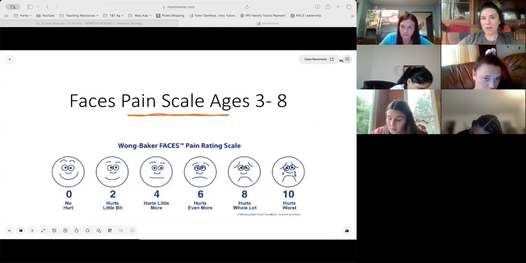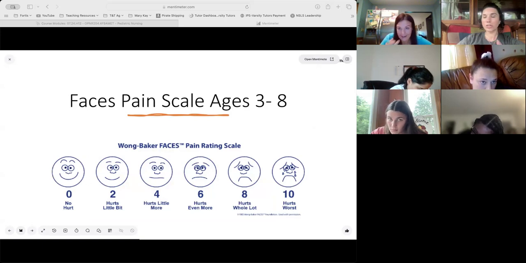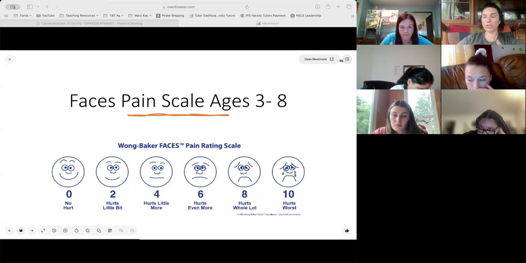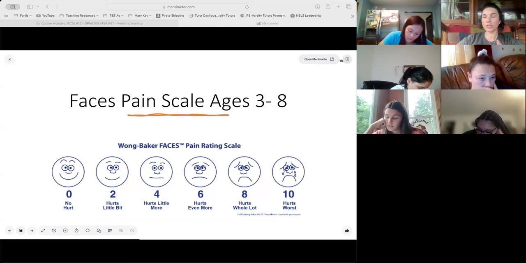I think most of us are familiar with our FACES scale. This is appropriate for our 3 to 8-year-olds. It just gives you these cartoon faces, 0 to 10, that indicate your level of pain. We talked about last week being careful when there is color associated with these cartoon faces, that your child is not just picking out their favorite color. So using those critical thinking skills, make sure what they're telling you is matching what you are seeing.